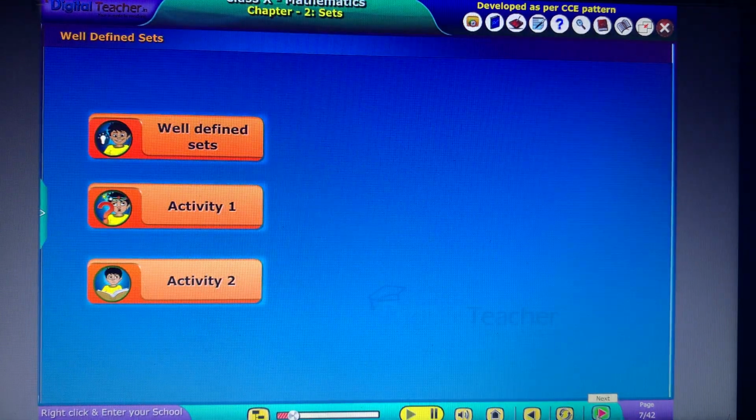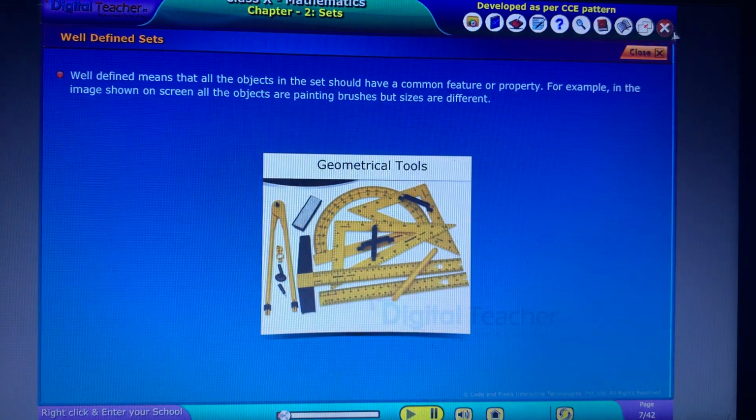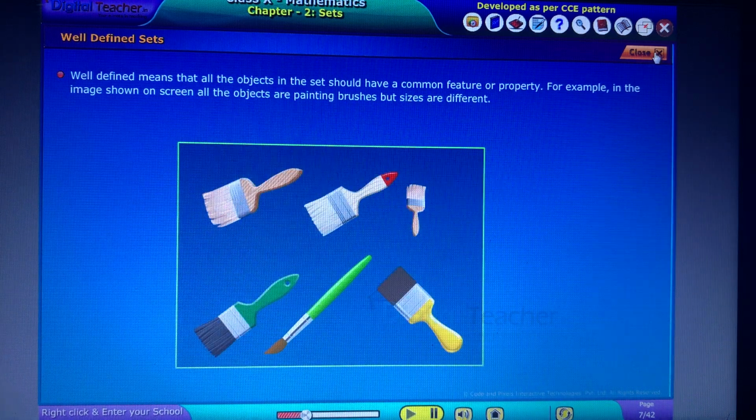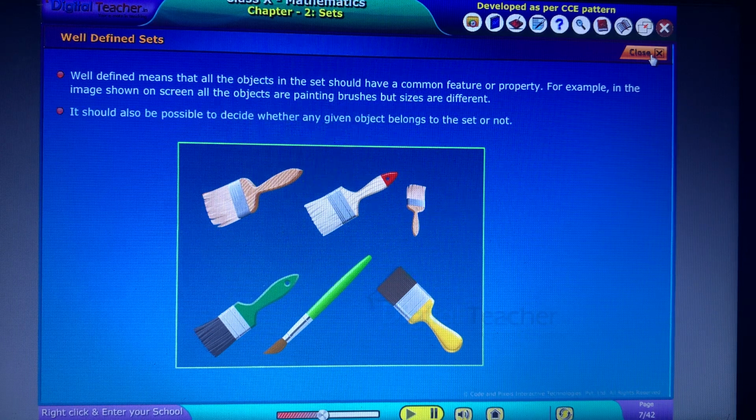Let us know about well-defined sets. Well-defined means that all the objects in the set should have a common feature or property. For example, in the image shown on screen, all the objects are painting brushes, but sizes are different. It should also be possible to decide whether any given object belongs to the set or not.